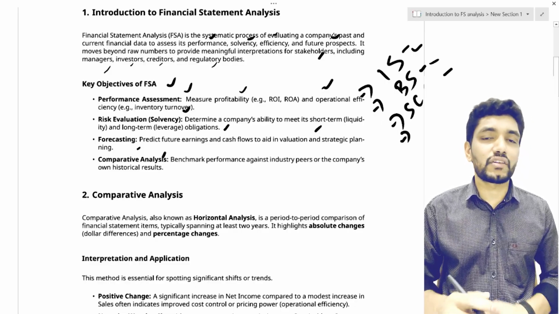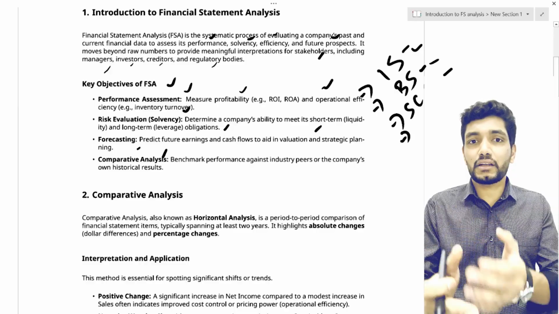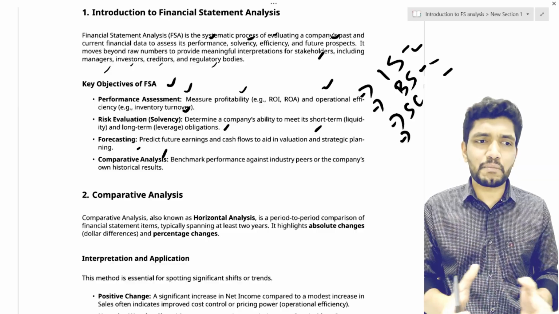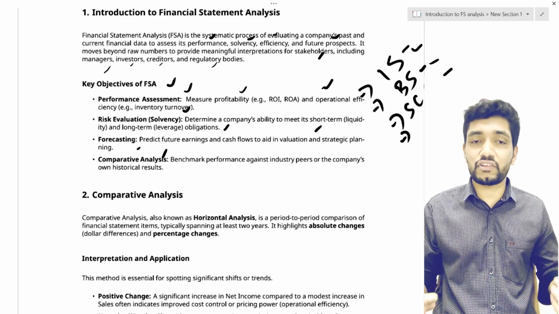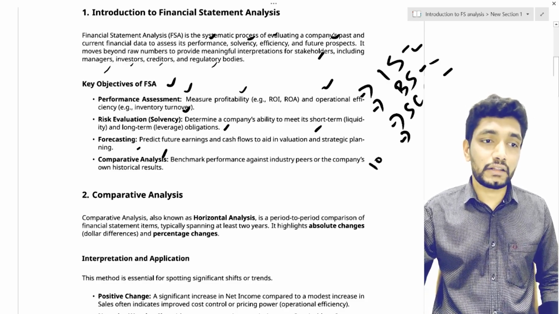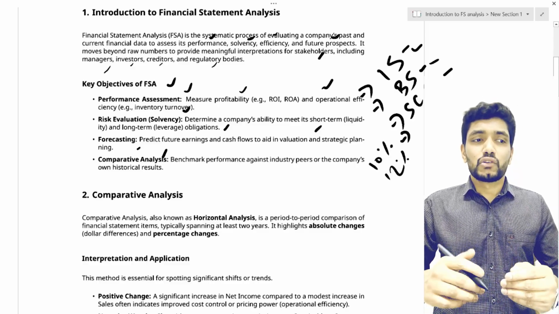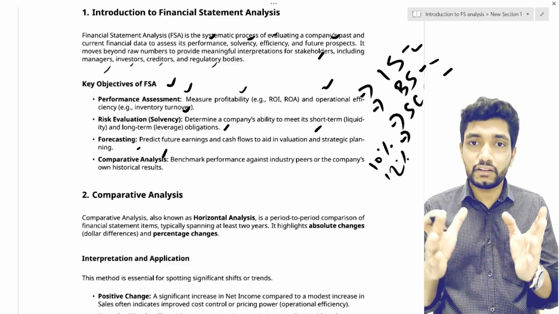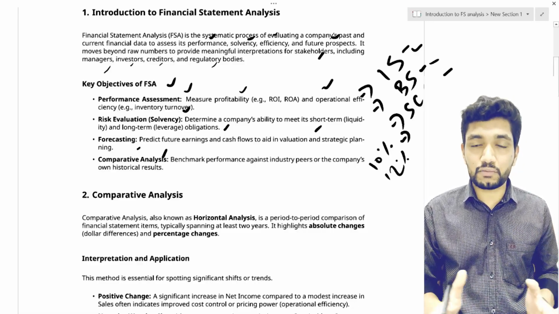Then the comparative analysis. Financial statement analysis helps compare a company's performance with the industry benchmark or peer companies. If a company's return on investment this year is, just assume, 10%, and its previous year's return on investment was 11%, what it means is that its return on investment has reduced. Financial statement analysis helps compare its financial results against the industry benchmark, its previous performance, and its company standard.